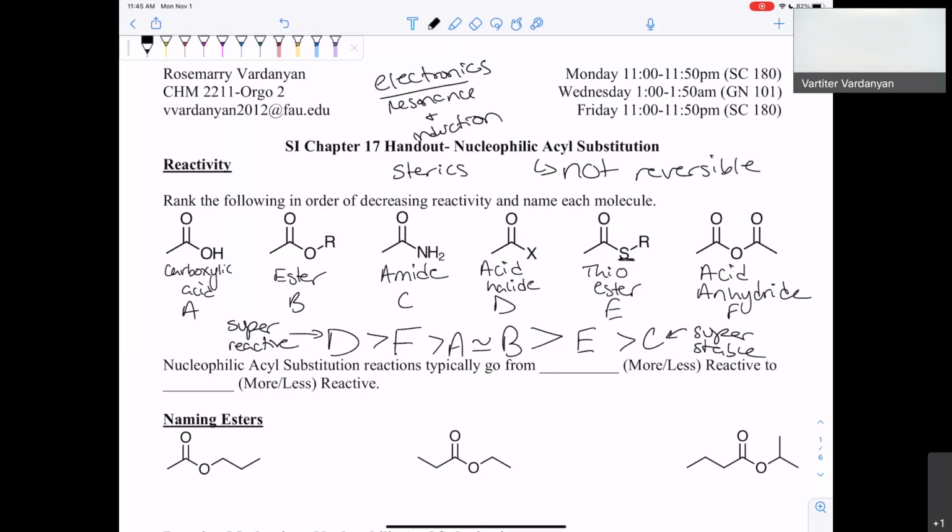And the reason it's not reversible, according to Dr. West, is that the products that we make are often much more stable than the reagents. And so just based on stability effects, we don't want to go backwards. And that kind of answers this question on the bottom. So nucleophilic acyl substitution reactions typically go from what? More to less reactive. Cool.